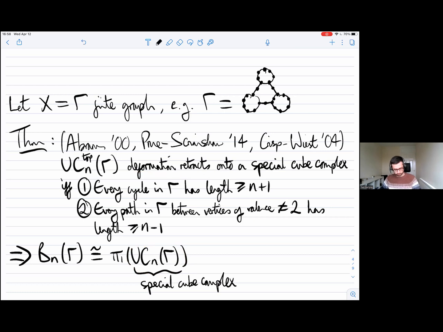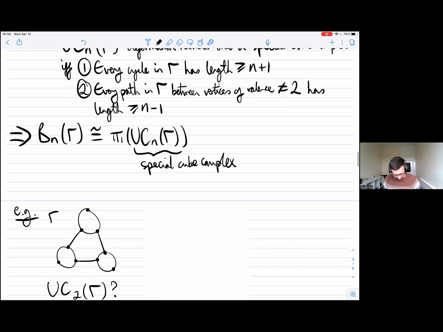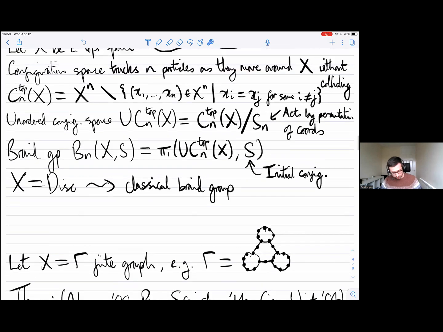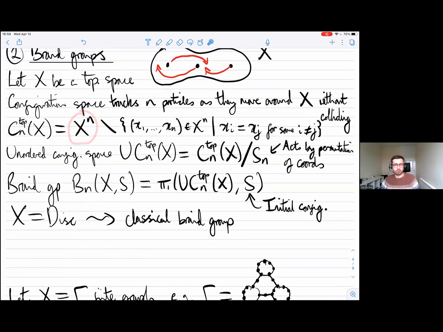Okay, great. So now we're able to apply our graph of groups decomposition tools. But first of all, we need to understand a bit better what this cube complex actually looks like. So let's take a look at an explicit example. We're going to take this graph that we had from before, and look at the configuration space on 2 particles, just to keep it simple. If we go back to the definition of the configuration space, first we took the direct product of n copies of our space, and we removed a diagonal, and then we quotiented by the action of the symmetric group.